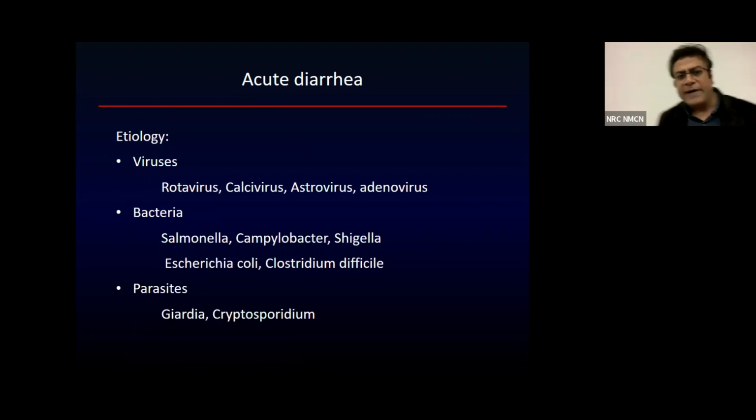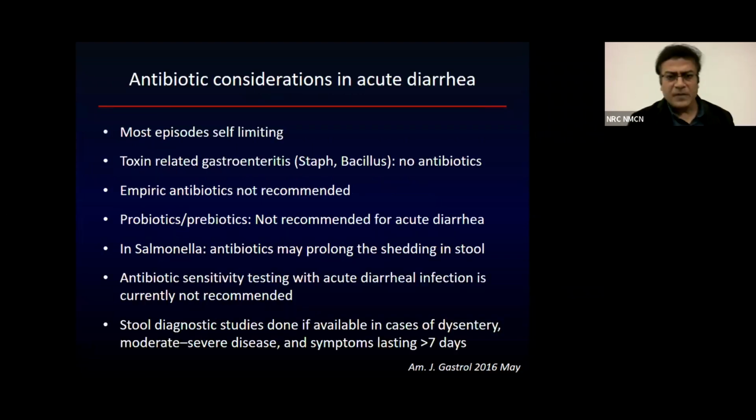If you see acute diarrhea, virus is the most common cause. The common diarrhea is community acquired: rotavirus, calicivirus, astrovirus, adenovirus. Bacterial infections include Salmonella, Campylobacter, Shigella, E. coli, Clostridium difficile. And parasites are Giardia and Cryptosporidium. The episodes of acute diarrhea in the majority are self-limiting. Acute diarrhea is defined as diarrhea persisting for less than 14 days.